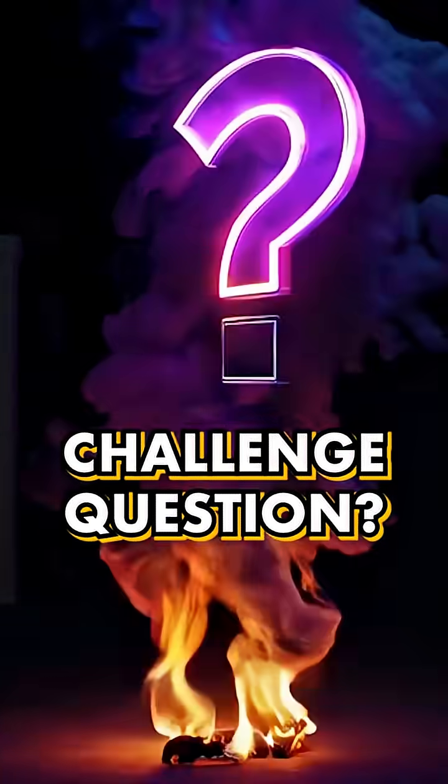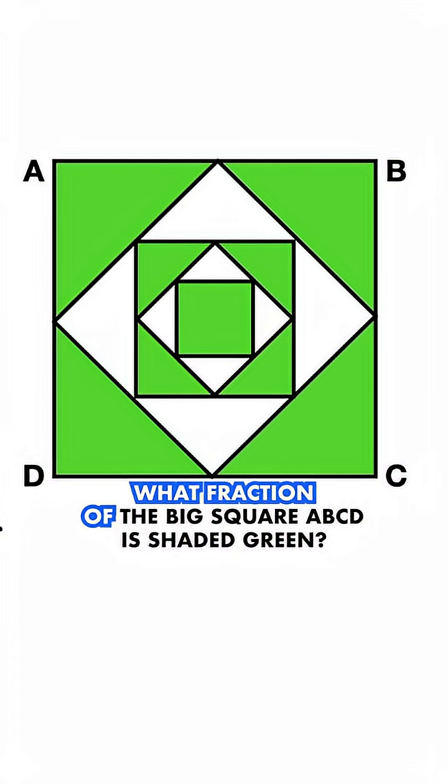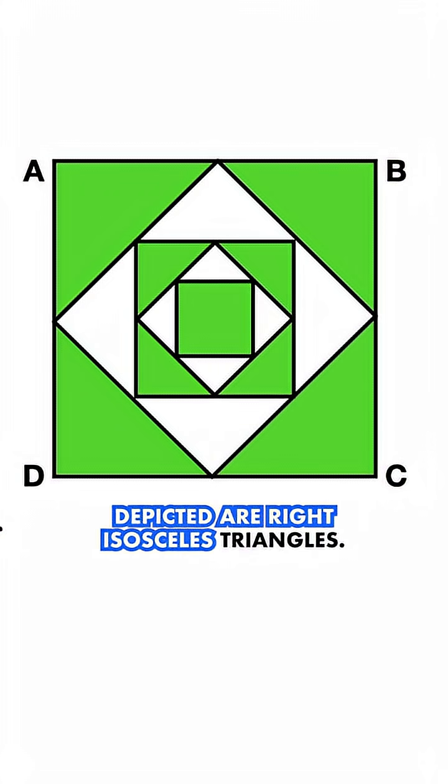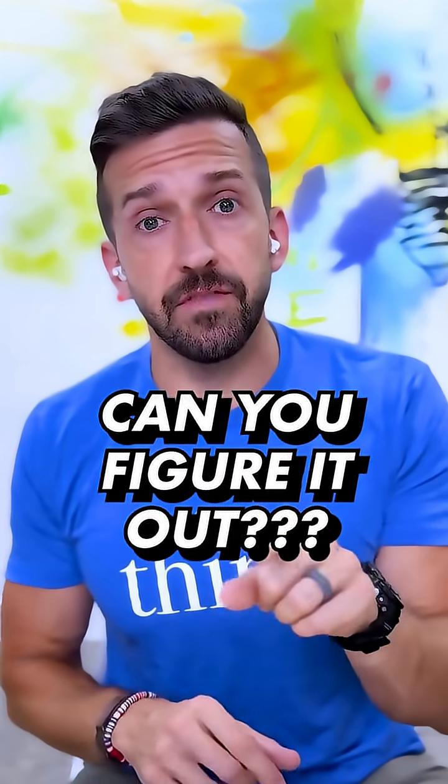Can you answer this week's challenge question? What fraction of the big square ABCD is shaded green? Now note that all the triangles depicted are right isosceles triangles. Pause the video, see if you can figure this out.